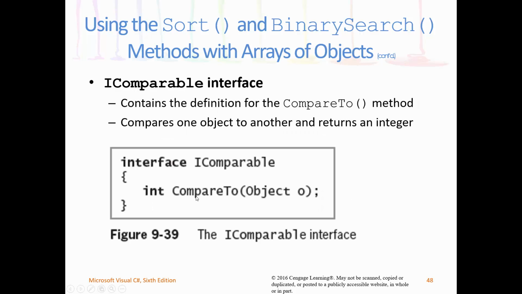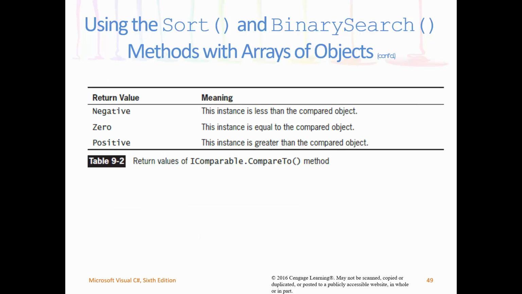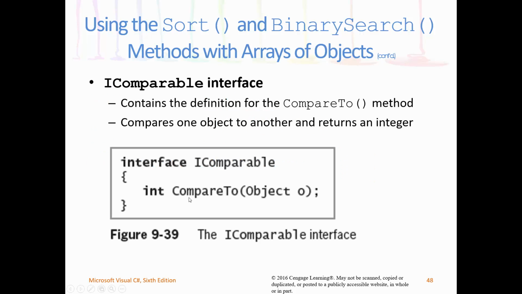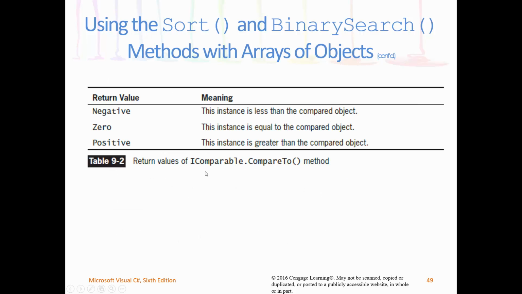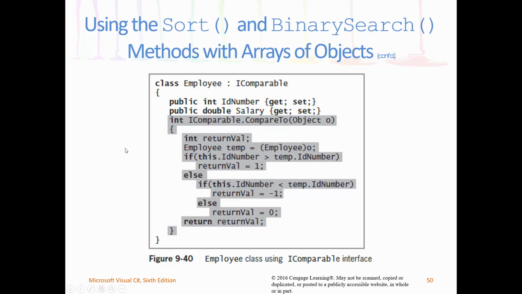So here's an example of the IComparable interface. And with that one, it allows you to compare a couple values, or in this case, a couple objects. If the first one is less than the second one, it returns a negative value, usually -1. If the two are equal, it returns 0. And if the first is greater than the second, it returns a positive number, usually +1.